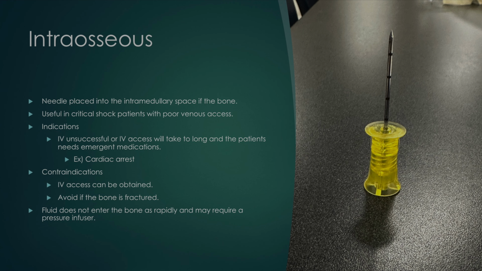Intraosseous, or IO, access involves placing a needle into the intramedullary space of the bone. This route is especially useful in critically ill or shock patients when venous access is difficult or delayed. The intramedullary space is highly vascular and provides a direct route to central circulation, which is why IO access is effective for rapid medication and fluid delivery.